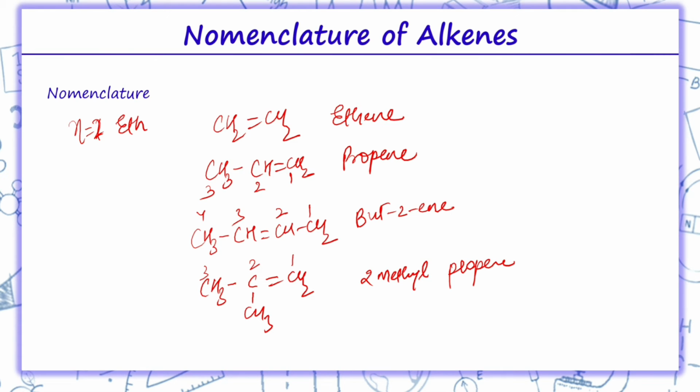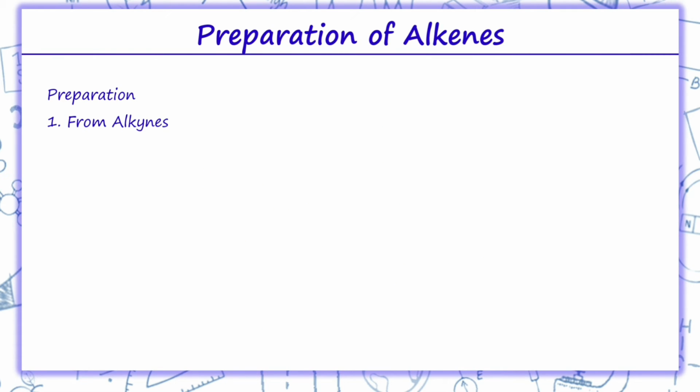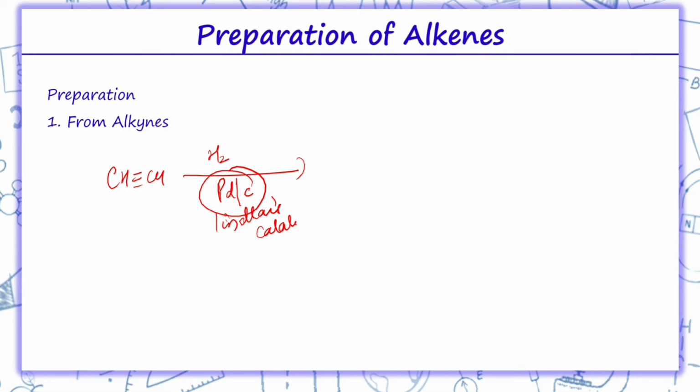So this is how nomenclature of alkenes is done. Coming on to preparation of alkenes. Alkenes are prepared from alkynes, like we have CH≡CH. In this we have to add hydrogen. On partial reduction with partially deactivated palladized charcoal, which is Lindlar's catalyst, on addition of hydrogen we will get CH2=CH2.